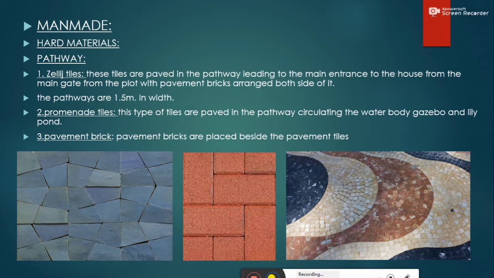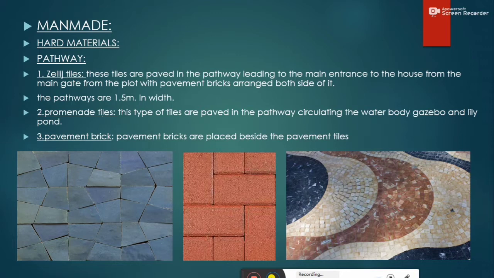Hard materials. Pathway. Jelly tiles: these jelly tiles are paved in the pathway leading to the main entrance of the house from the main gate of the plot, with pavement bricks arranged on both sides of it. The pathways are 1.5 meters in width.